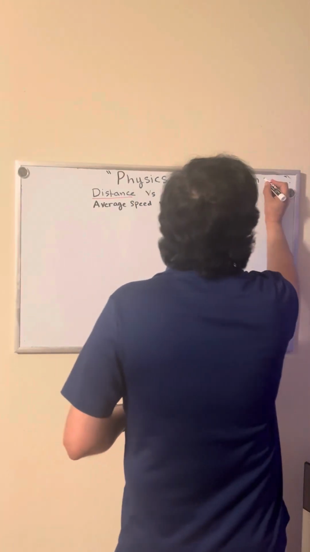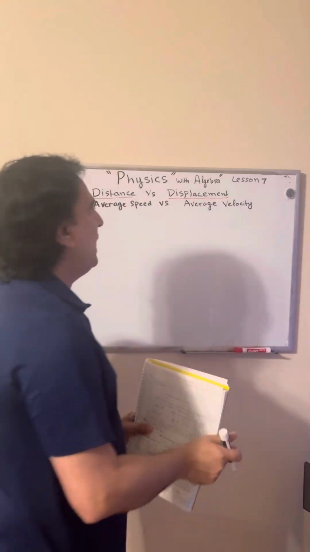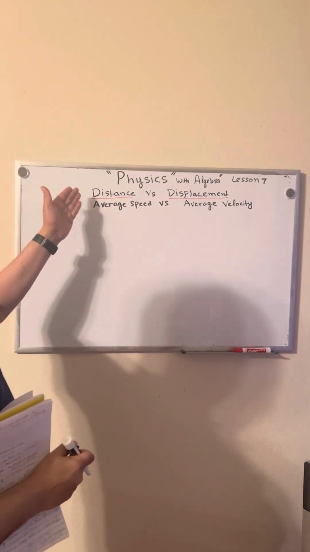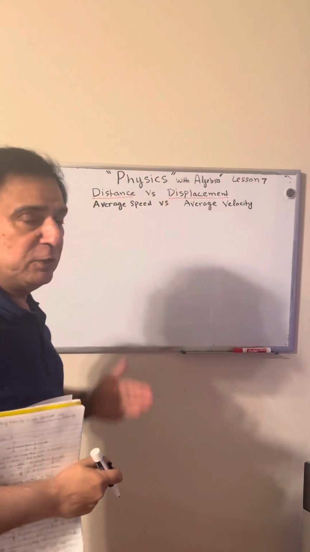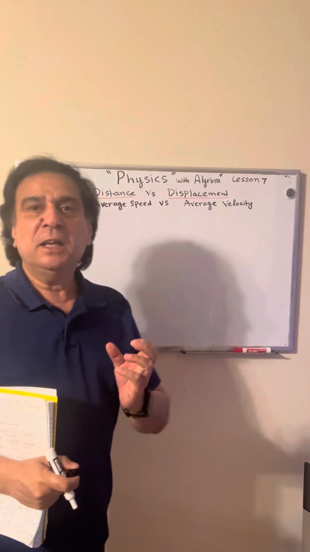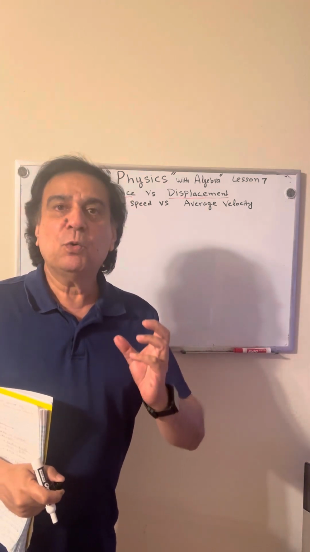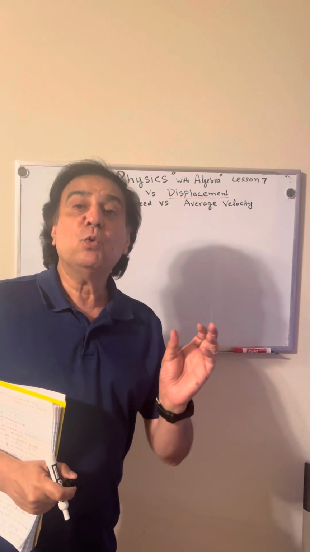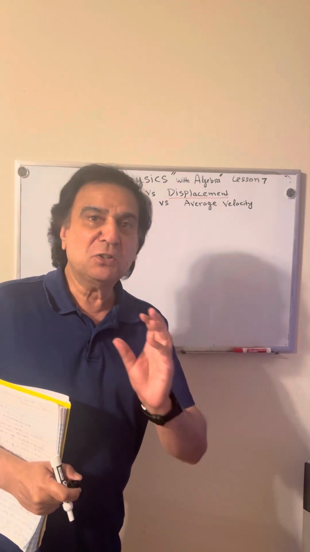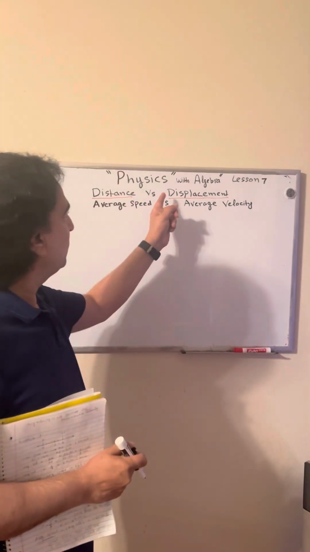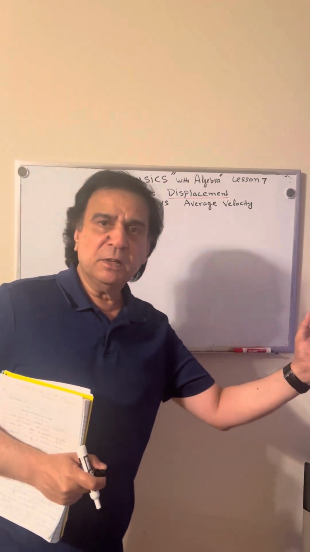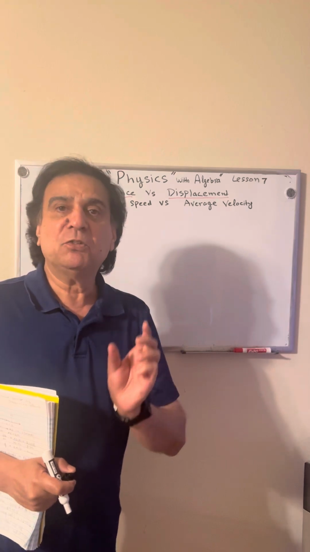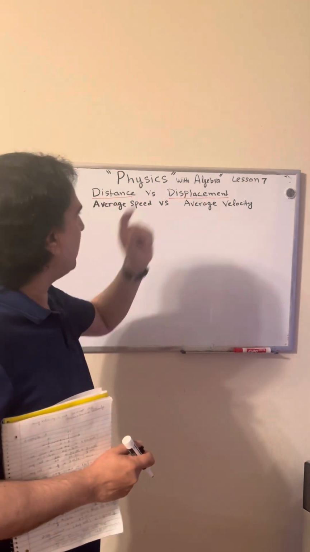So basically, if you recall from my last couple lectures, I explained to you the difference between distance and displacement. Distance is a scalar. What does scalar mean? Scalar means something which has only magnitude, does not have any direction. Displacement can be negative, can be positive, so that has direction as well as magnitude. So that is a vector.